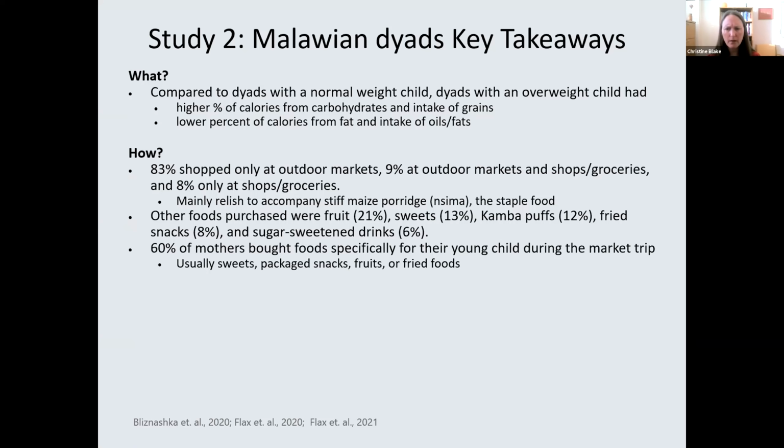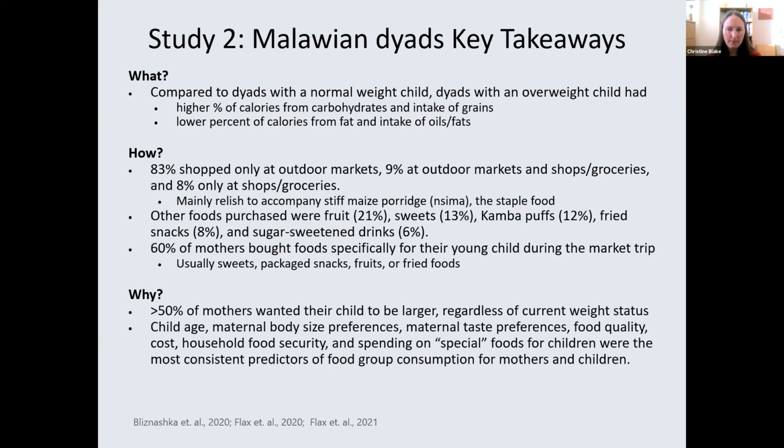This tells us where foods are coming from, what kinds of foods or situations might be contributing to poor diets that promote overweight, but to get a more in-depth understanding of what's driving food choice, the results from their pile sorts, interviews, and surveys suggest that greater than 50% of mothers wanted their child to be larger regardless of current weight status, and that factors including child age, maternal body size preference, maternal taste preference, food quality, cost, household food security, and spending on special foods for children were the most consistent predictors of food group consumption for both mothers and children. And the special foods included both foods we would classify as healthy or unhealthy.